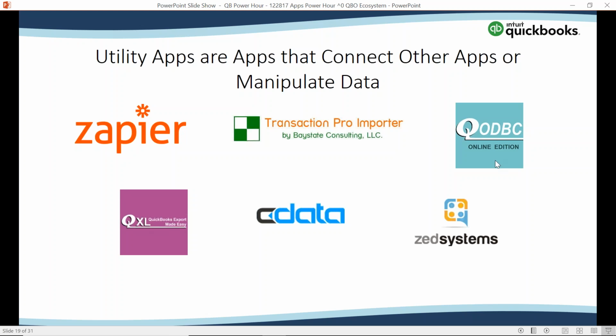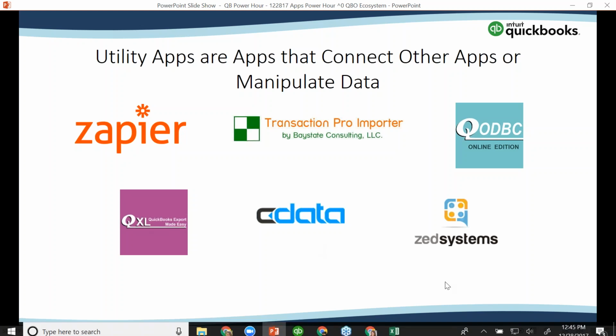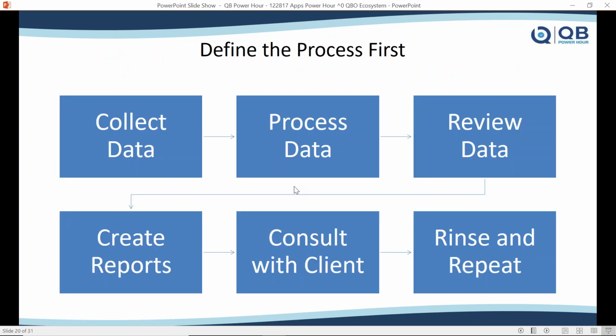Other ones, we have the QODBC, which basically connects QuickBooks, either desktop, and you can get this in the online edition or in QuickBooks Desktop. It'll connect to the database and allows you to pull the data right out of QuickBooks and into SQL, you can pull it into Excel, and you can manipulate the data there. And then there's a couple others there. There's C Data, Z Access, or Z Systems, and TPI.